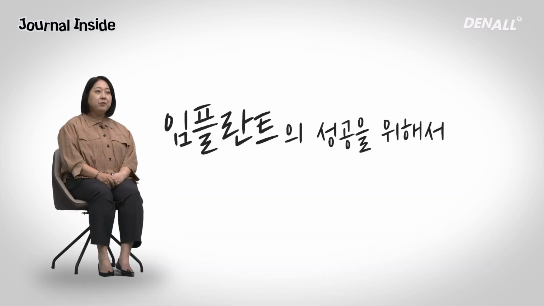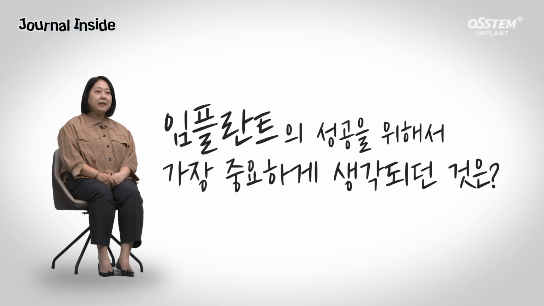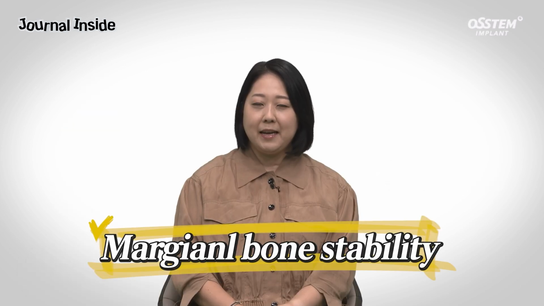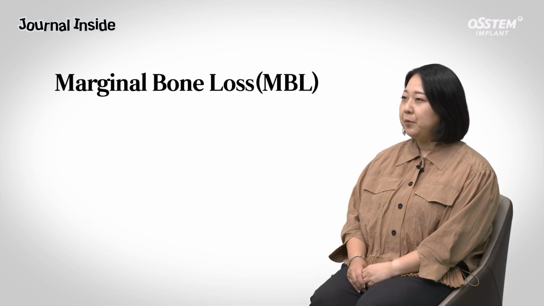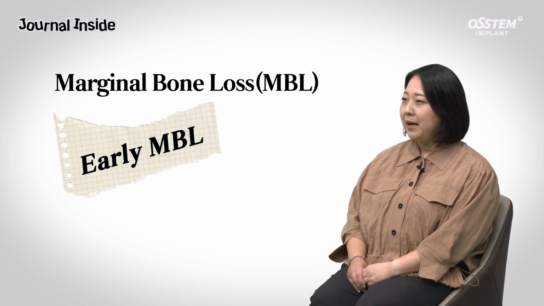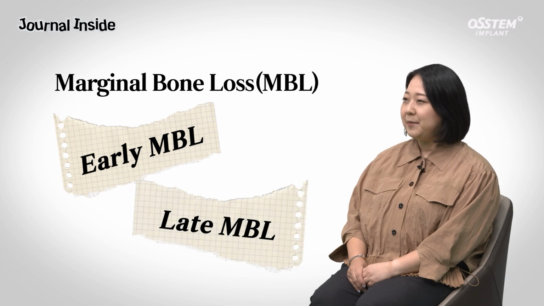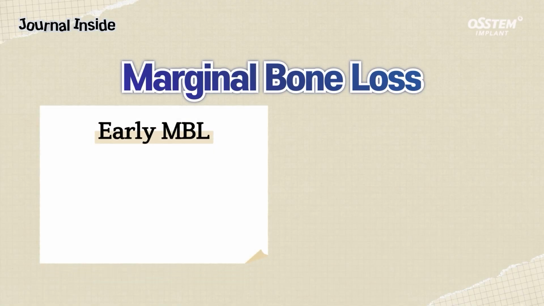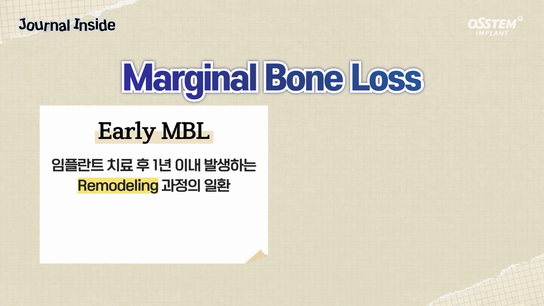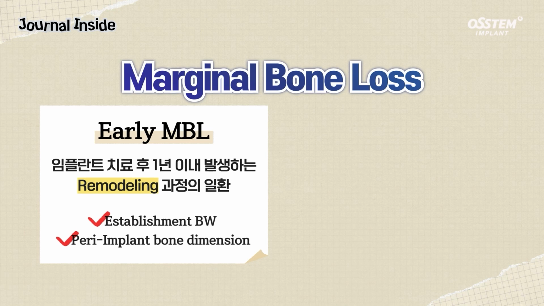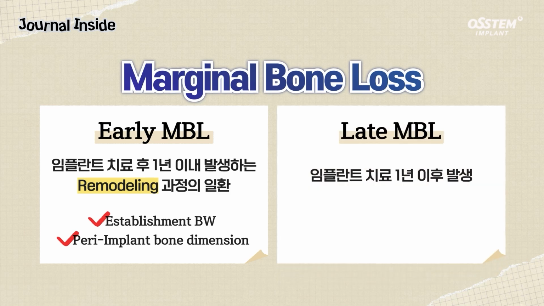For a healthy implant, marginal bone stability has long been considered one of the most important factors. Marginal bone loss around implants can be categorized into early marginal bone loss and late marginal bone loss. Early marginal bone loss is part of the remodeling process unrelated to infection and may occur to achieve biologic width. It is also influenced by the width of the bone around the implant. In contrast, late marginal bone loss is usually considered to be bone resorption caused by infection, such as peri-implantitis.